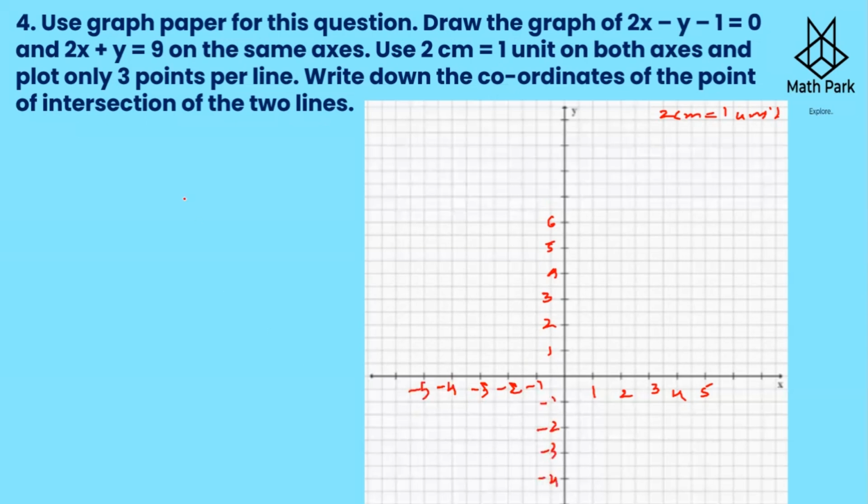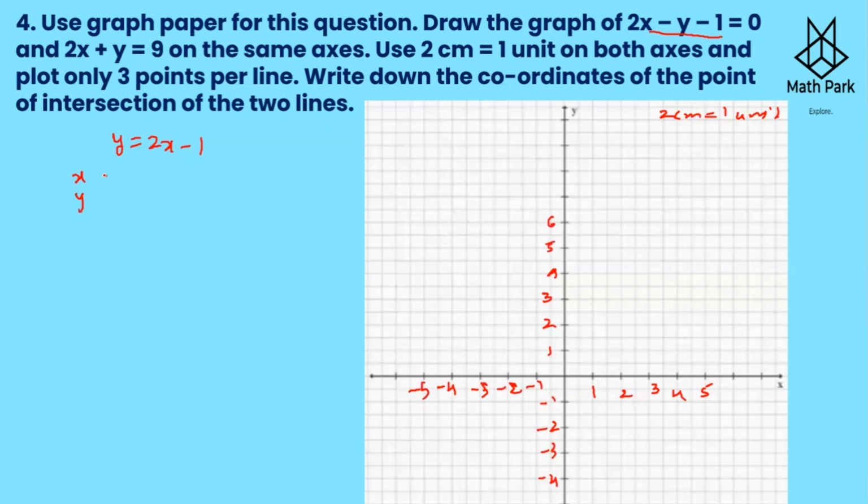Okay, now the first line is 2x minus y minus 1 is equal to 0. Let us make y the subject for this. So making y the subject, we get y is equal to 2x minus 1. Let us create a table for this x and y.